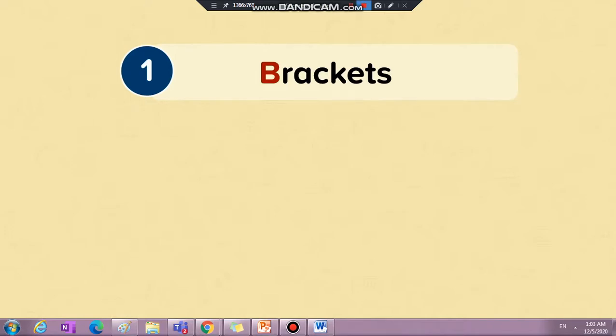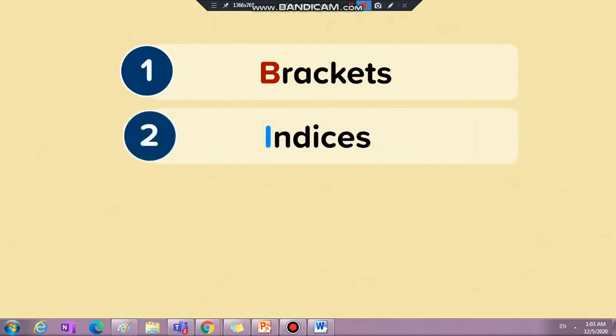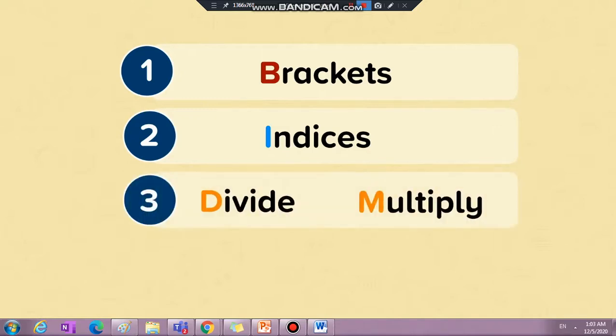The next letter in BIDMAS is I for indices. We'll learn more about this in the next nugget. The D and M in BIDMAS stand for divide and multiply. When you divide and multiply, they are operations of equal priority. We've already learned about this. This means we don't always have to divide before we multiply, or multiply before we divide. We simply complete the operations in order from left to right.